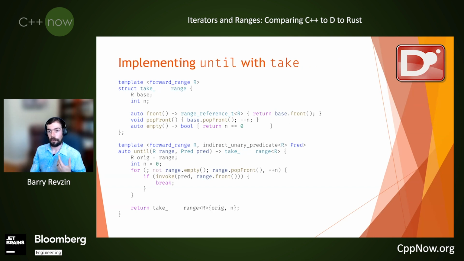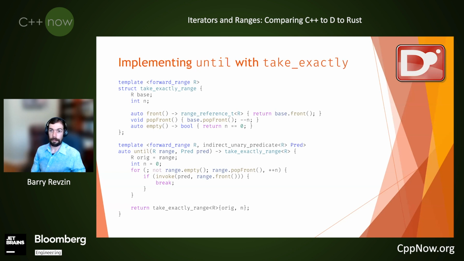So we can reduce the performance cost here by using a slightly different range adapter, which D calls take exactly. Again, as the name suggests, take exactly range takes exactly n elements and is simply undefined behavior if the range happens to have fewer than that. So we can implement our until in terms of that. So we count how many elements we need to take, and then we take exactly that many elements.